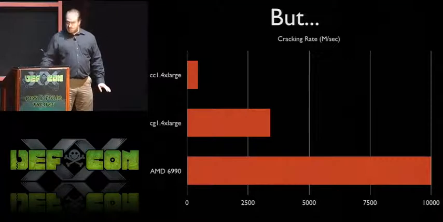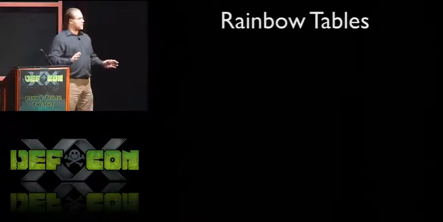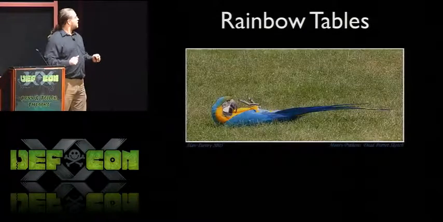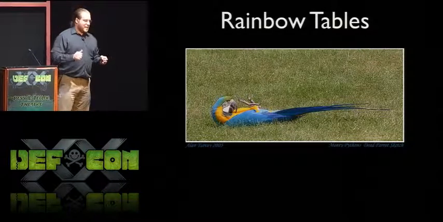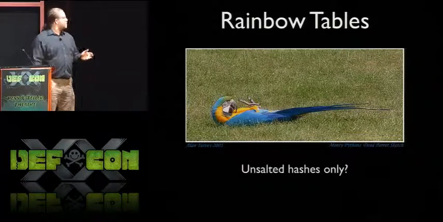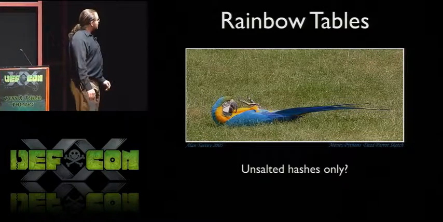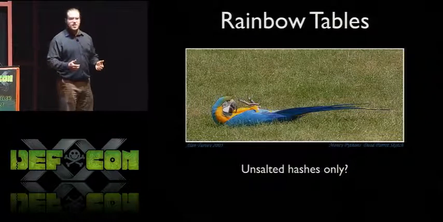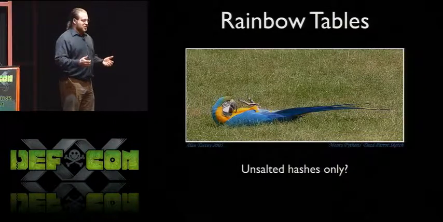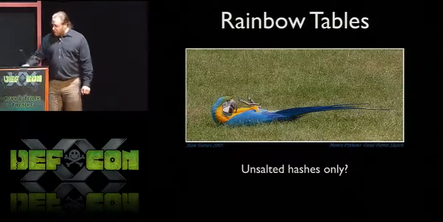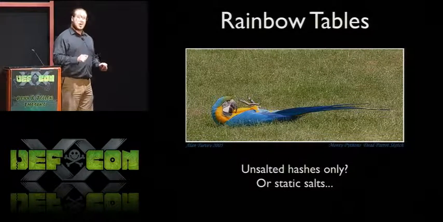Now I'd like to talk about something completely different that you probably have not heard in a long time. Rainbow tables. I would like to announce they're not dead yet. They do have some limitations. We've been told, reasonably accurately, that rainbow tables are only good against unsalted hashes. So in 2012, when everybody salts their hashes, rainbow tables are useless. Not true. The other interesting thing, though, is that rainbow tables are also usable with static salts.